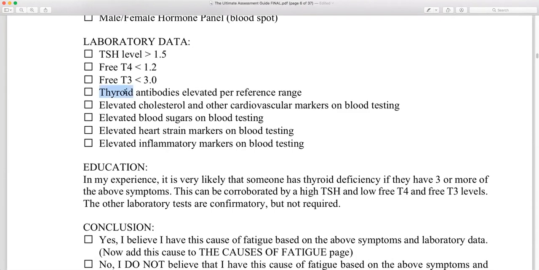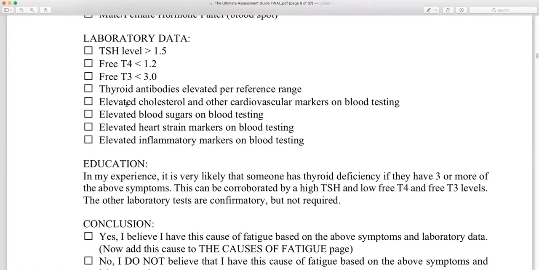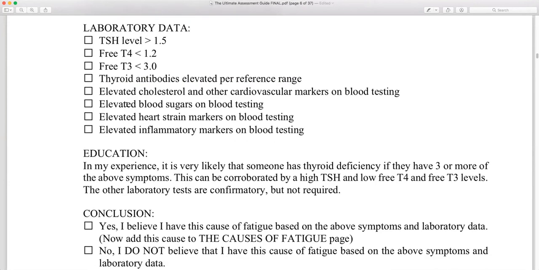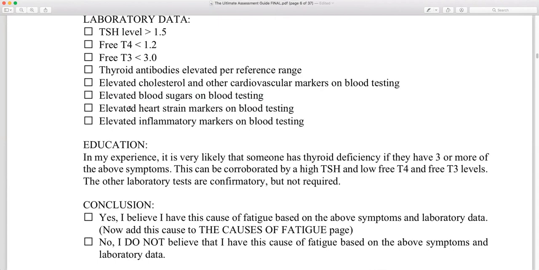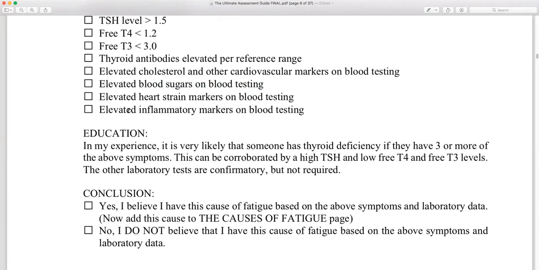And then thyroid antibodies elevated per the reference range of the lab, and elevated cholesterol and other cardiovascular markers on blood testing. As you've heard if you've heard me speak before about thyroid, the number one anti-hypertensive, so basically blood pressure lowering medication, as well as cholesterol lowering medication that I have found is thyroid. And then blood sugars will also come down when you optimize thyroid function. So blood sugars will be elevated. Heart strain markers, a precursor to congestive heart failure, will be greatly improved by optimizing thyroid. And then elevated inflammatory markers on blood testing as well.